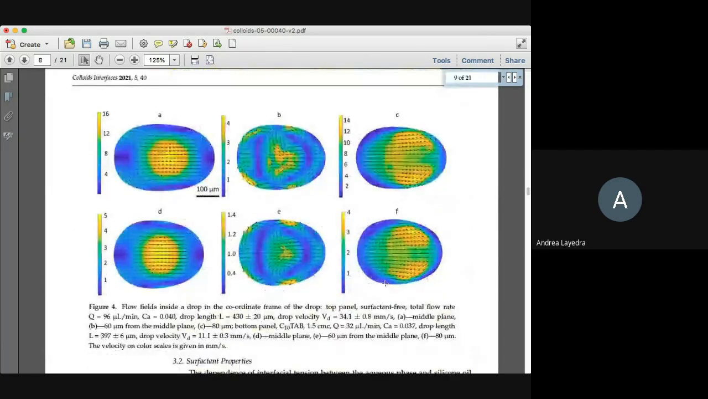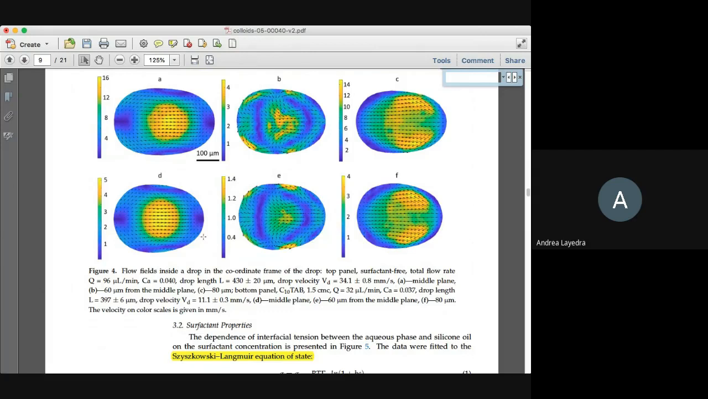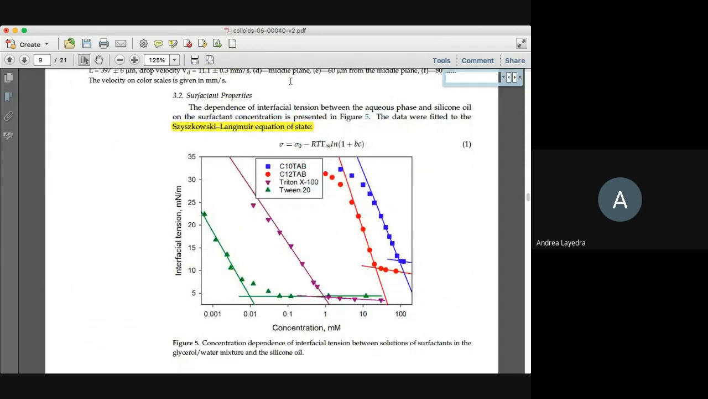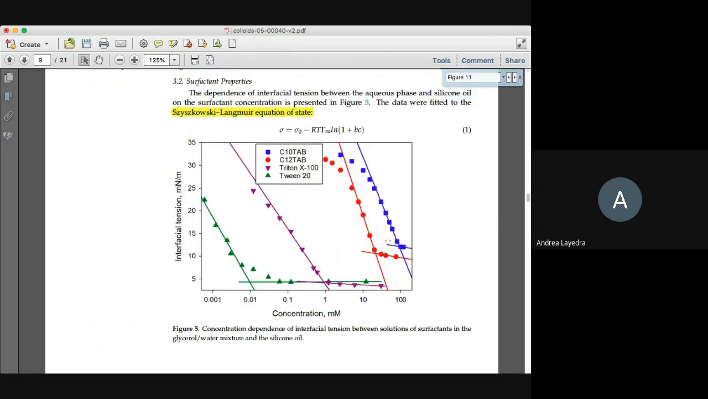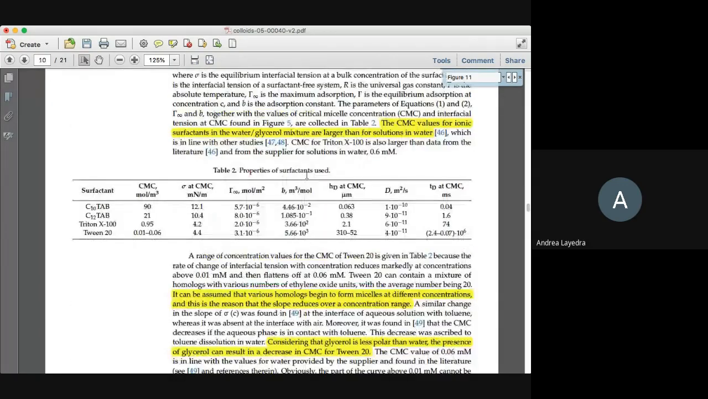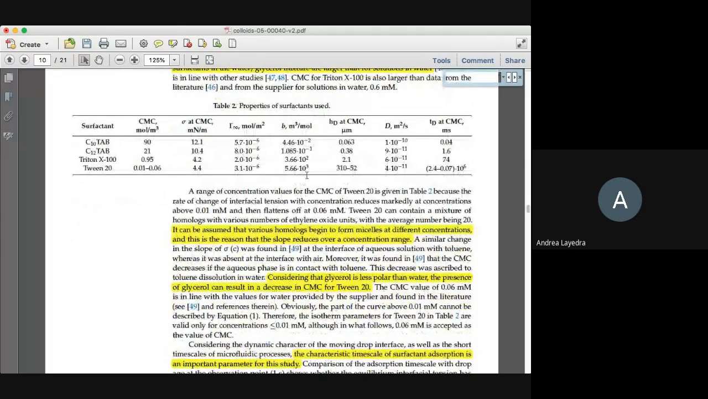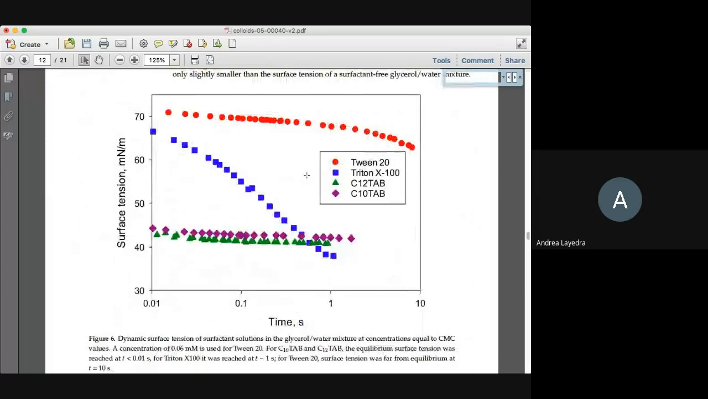So there are also the flow fields. Here are the droplets without surfactant. These are the thermal representations of the velocity. And then with the surfactant properties, they measure the interfacial tension and they change the concentration of the surfactant. So here is represented with this equation of state for surfactants how they decrease the interfacial tension. And here are detailed the properties of each. And then we are going to see how they compare these surfactants in terms of time.